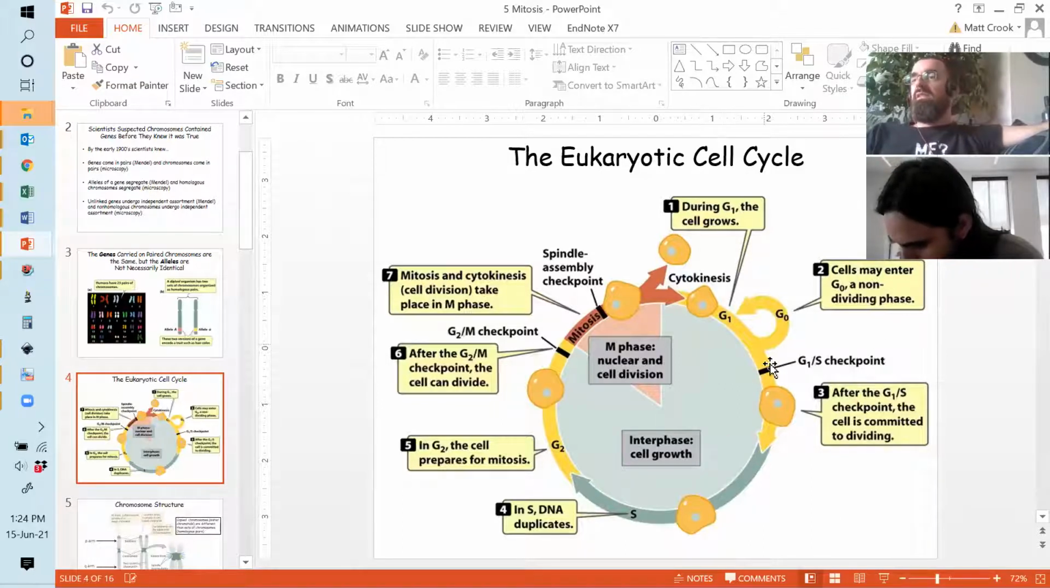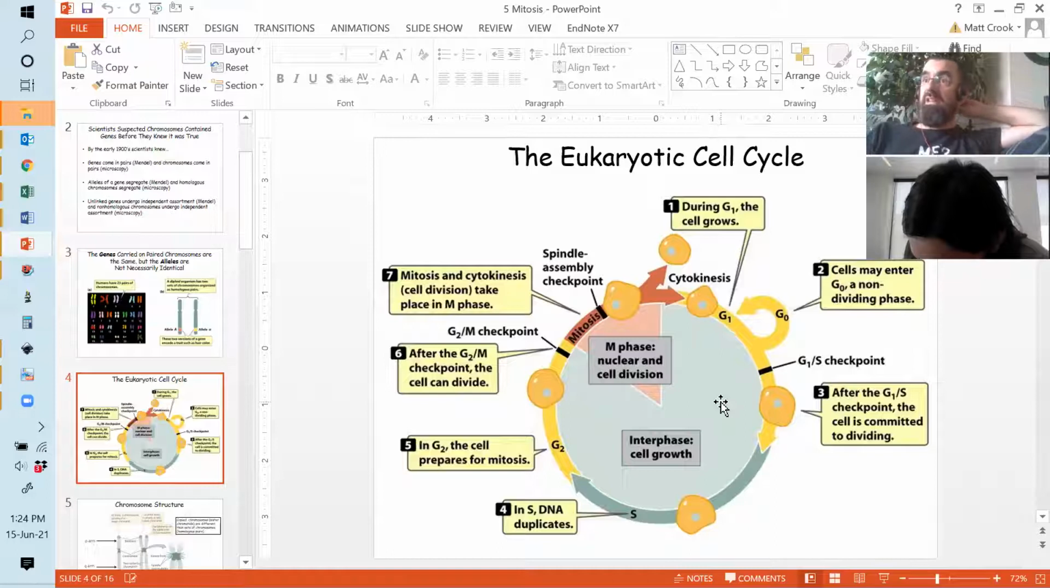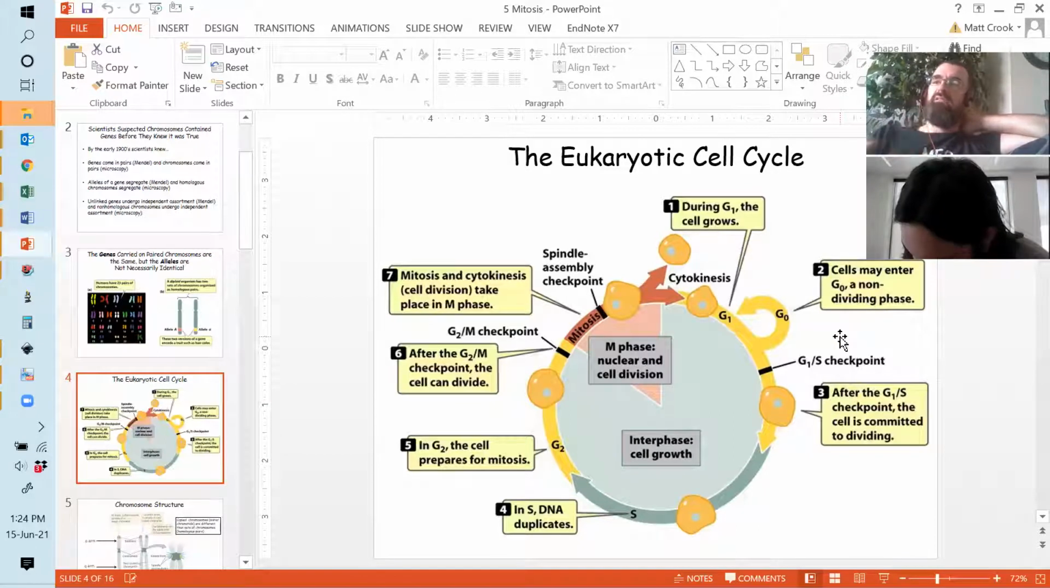And so the G1 to S checkpoint, this occurs towards the end of the G1 phase or the gap phase. Its purpose is to check 2 things.